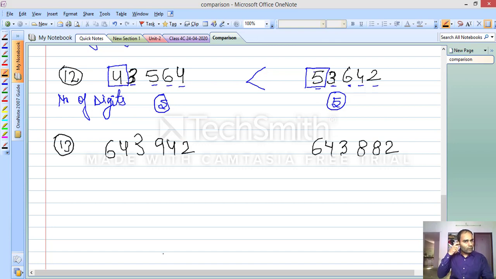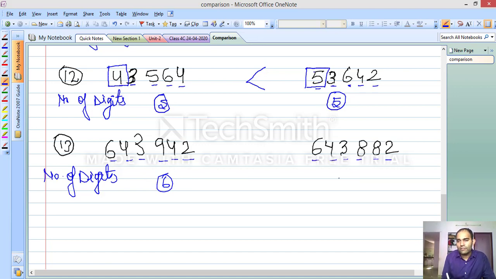Okay, now first of all, we will have to count the digits. Count the digits: 1 2 3 4 5 6, 6 digits in this number. 1 2 3 4 5 6, 6 digits. Both the numbers have 6 digits.